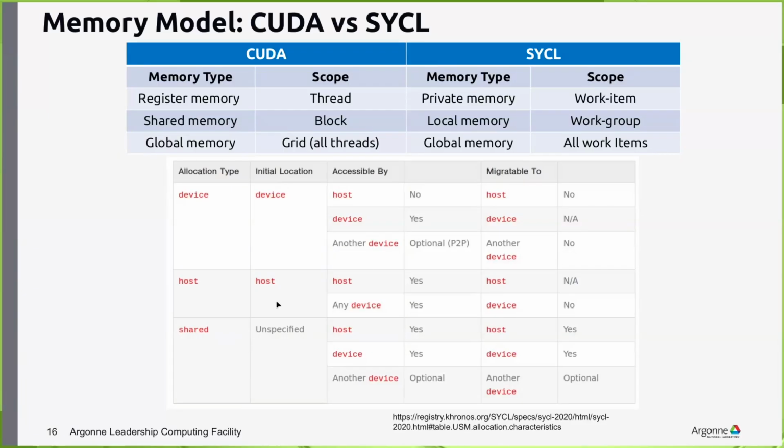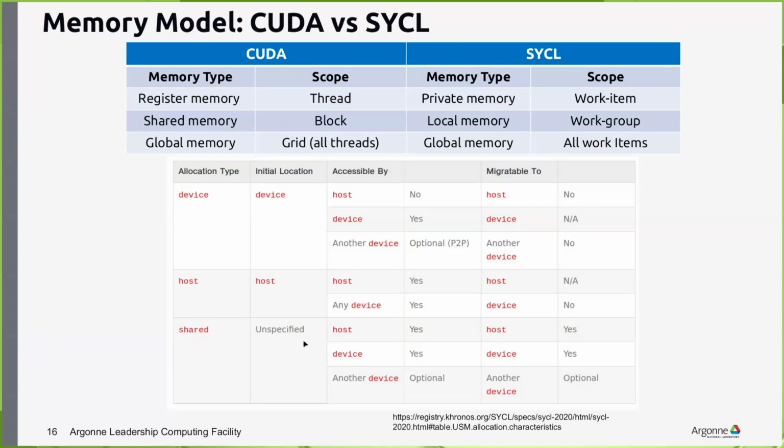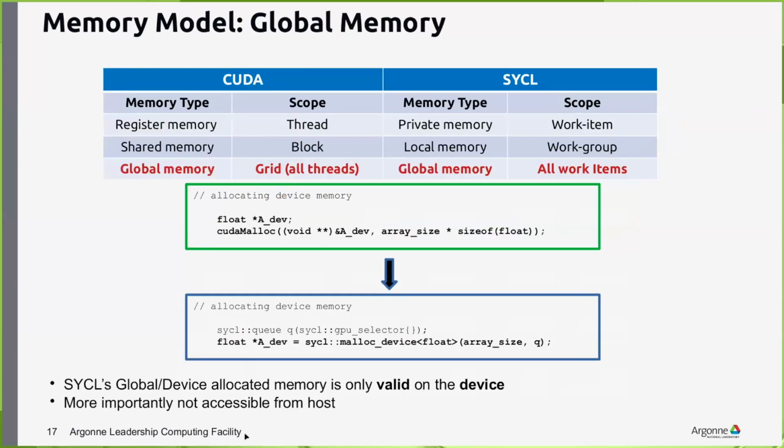The initial location is really not known because it's a lazy allocation. If the particular memory is being accessed on the CPU, the allocation first gets pinned on the host. So it just depends upon where you are accessing the memory from. So these are the three types of memory allocations in the memory model.